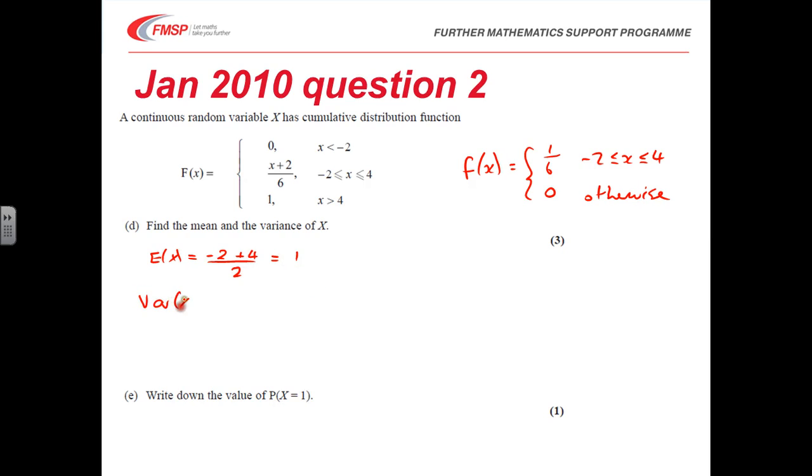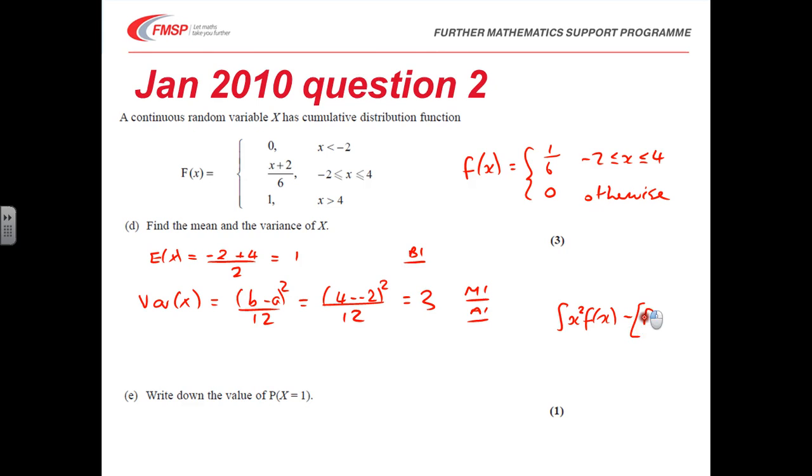And the variance of X, again, has a very special form. It's b minus a all squared over 12, and that's given in the formula. So this is going to be 4 minus -2 squared all over 12. And if we calculate that, it's going to give me 3. So you get a B1 mark for calculating the expectation, and you're going to get a method 1 and an accuracy 1 to do this. Of course, if you wanted, you could do it using the long-winded formulae. For the variance, you could recognize that we're going to do the integration of x squared f(x) minus the integration of x f(x), all squared. But again, you can realize that that's hard work here.